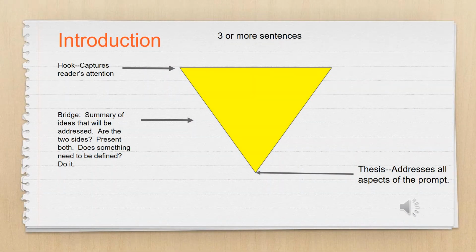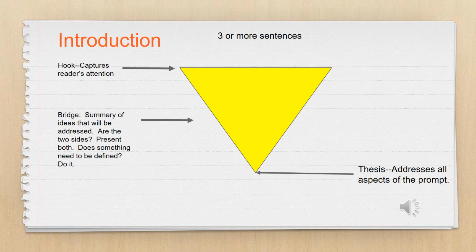The first paragraph in your expository essay is the introduction. The introduction is generally around 3 to 5 sentences long. Sometimes it's more. It's probably never less than 3 sentences. The first part of your introduction is the hook, and it's designed to capture your reader's attention. We will learn many ways to hook your reader.